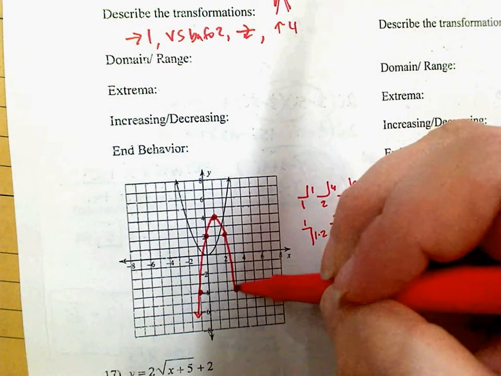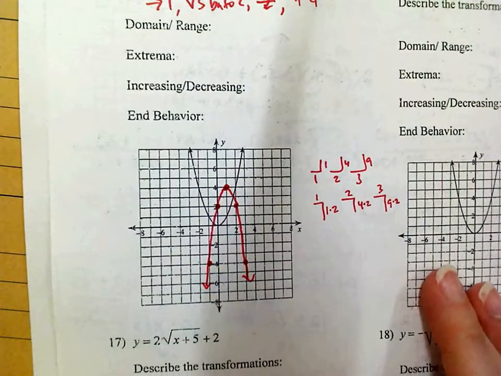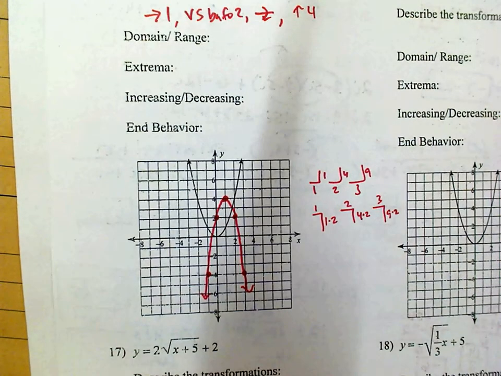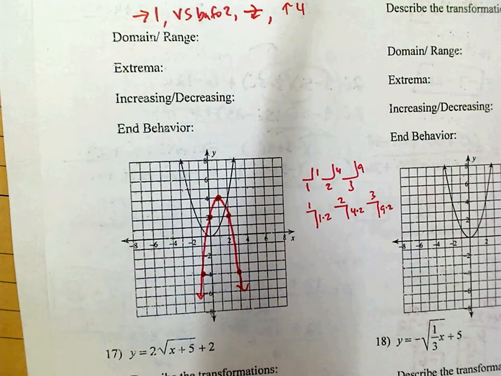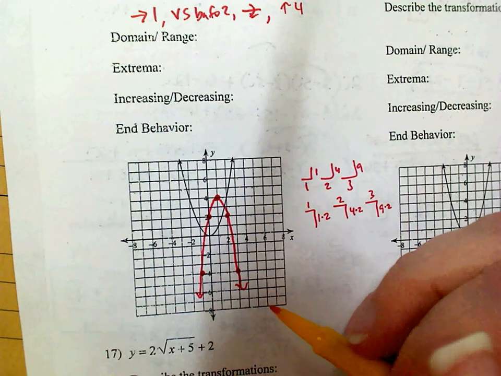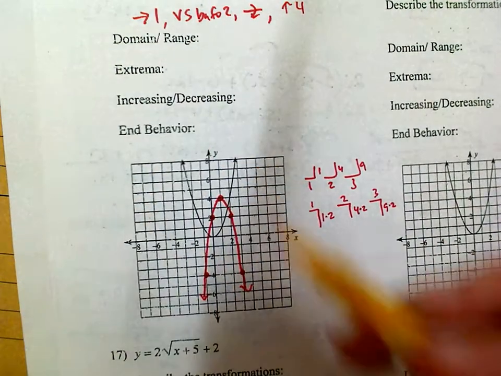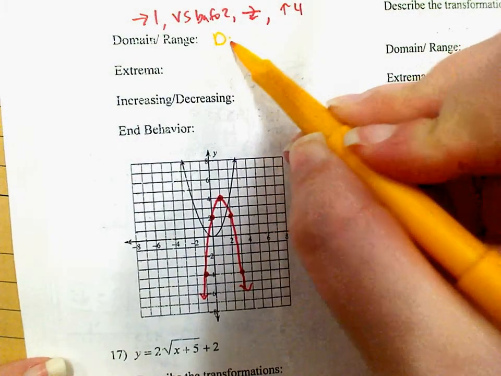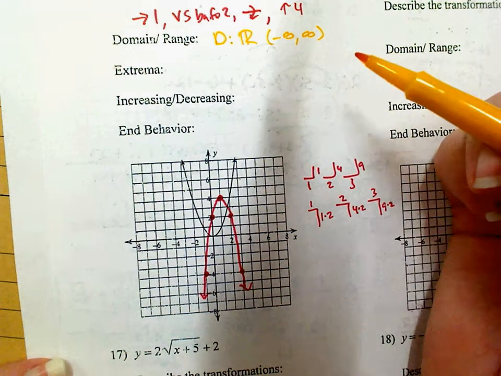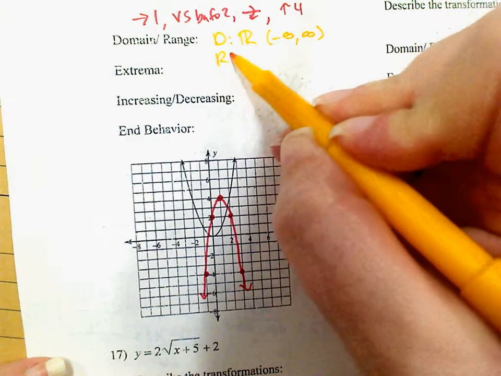Okay? As far as domain and range goes, domain is all possible x values that this is defined on, and this is going to keep on going down and down on both sides, but it's going out, so it's going to the left and the right. So domain is all real numbers or negative infinity to positive infinity, however you want to say it. And then the range is the lowest it goes is negative infinity, and the highest it goes is 4.